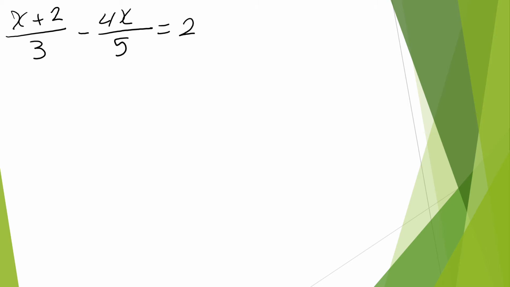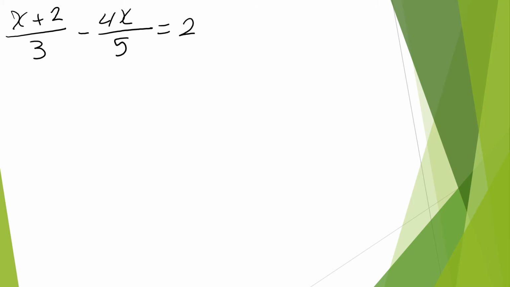Okay, now we've got two fractions. There is a minus between them. So the first step is getting rid of the denominators. And the easiest way to get rid of the denominator here is multiplying everything by the common denominator. So in here, the common denominator is 15. If I multiply everything here by 15, that will allow me to simplify the fractions.